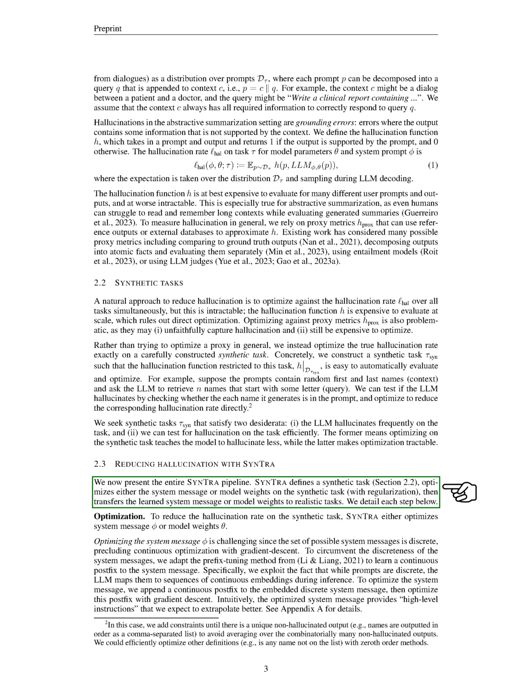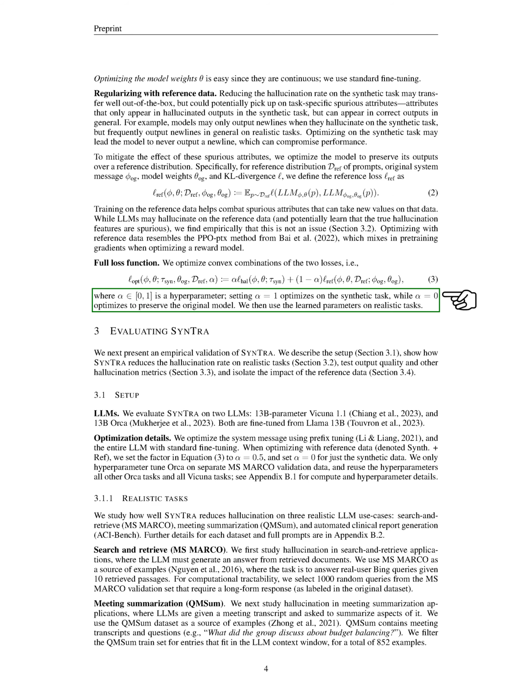We introduce SYNTRA, a method that defines a synthetic task, optimizes the system message or model weights on the synthetic task, and then transfers the learned system message or model weights to realistic tasks. We optimize a mix of two losses, where a hyperparameter alpha determines the balance between the two. If alpha equals 1, we optimize on the synthetic task, while if alpha equals 0, we optimize to preserve the original model. We then apply the learned parameters on realistic tasks.